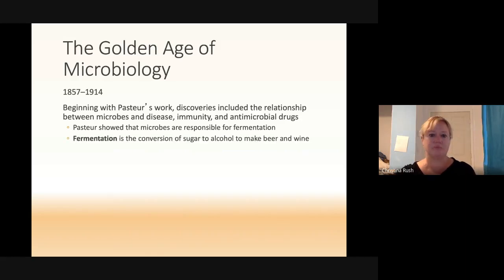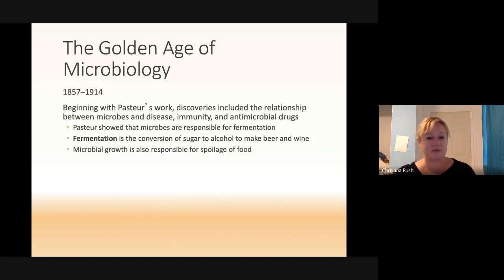Fermentation is scientifically defined. Well, it's not scientific. It is defined as the conversion of sugar to alcohol to make beer and wine. It can also convert other things, such as to make cheese.